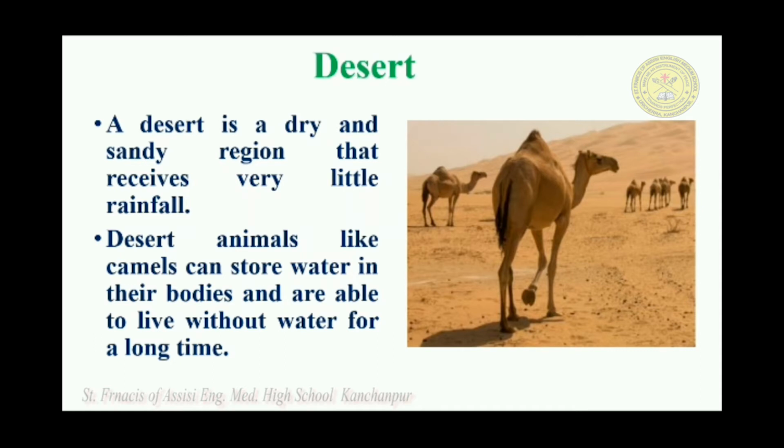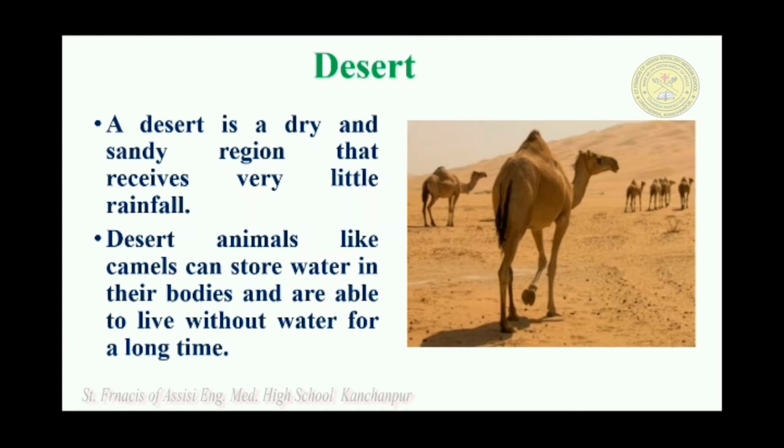Desert animals have thick skin to avoid what? To avoid water loss through sweating. Because in desert there is less water, because there is very little rainfall, so they don't get much water, so they avoid water loss through sweating. That is why they have thick skin.